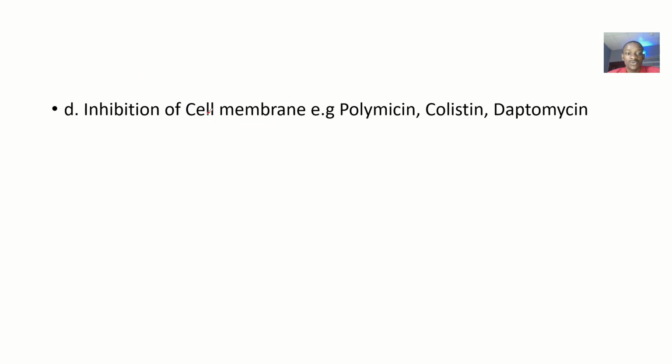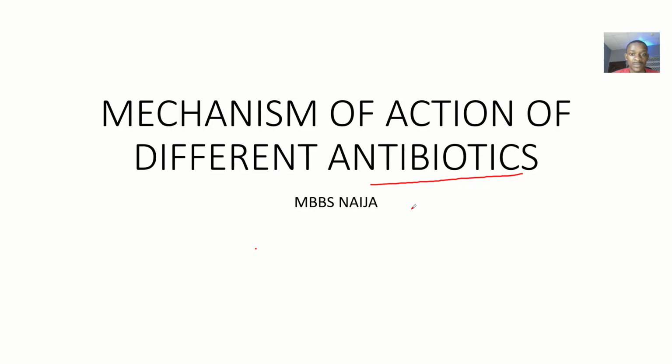The next one is inhibition of the cell membrane. For this we have drugs like polymyxin, colistin, and daptomycin. So these are the various mechanisms of action of different antibiotics. Because we spoke about different mechanisms, we also spoke about different examples of antibiotics. So that's it, and bye for now.